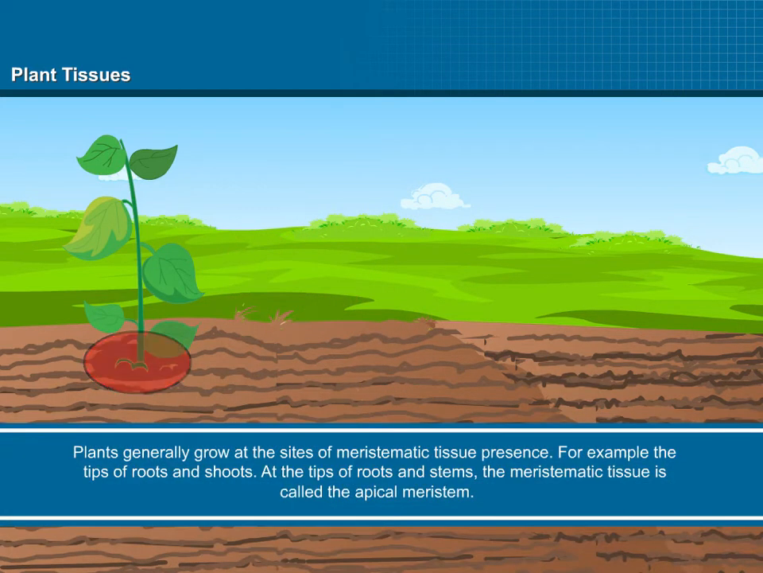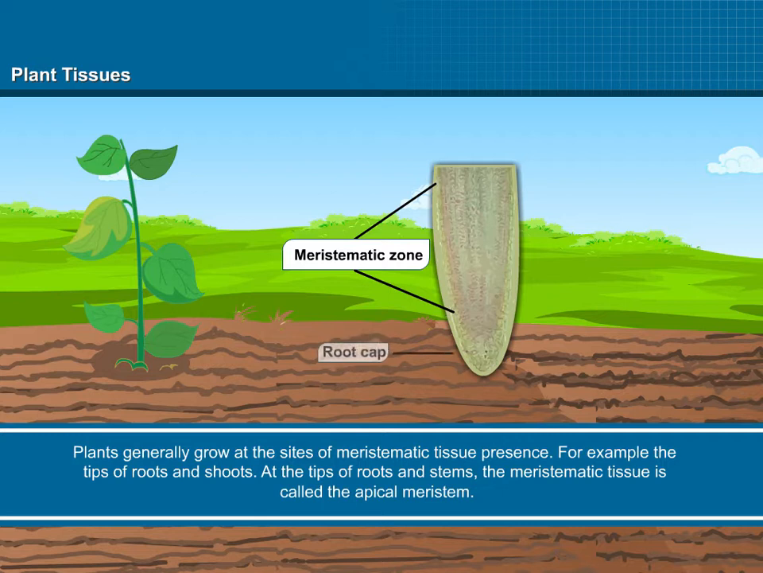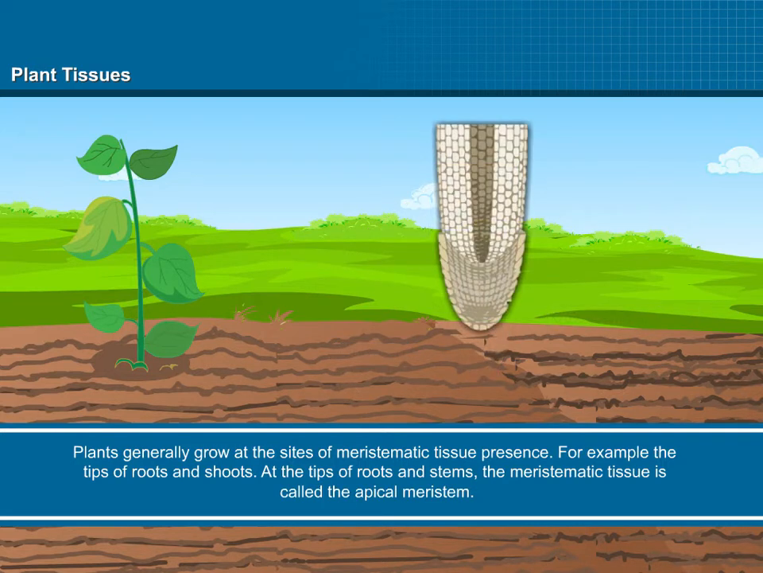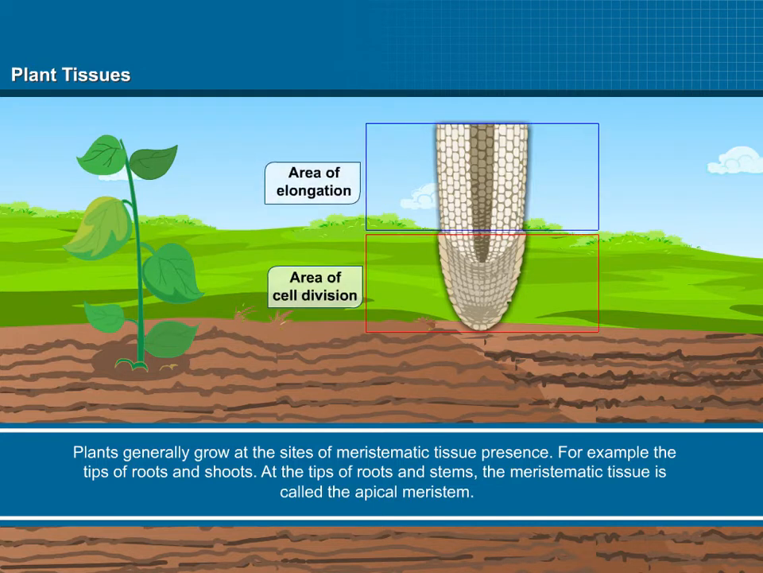Plants generally grow at the sites of meristematic tissue presence. For example, the tips of roots and shoots. At the tips of roots and stems, the meristematic tissue is called the apical meristem.